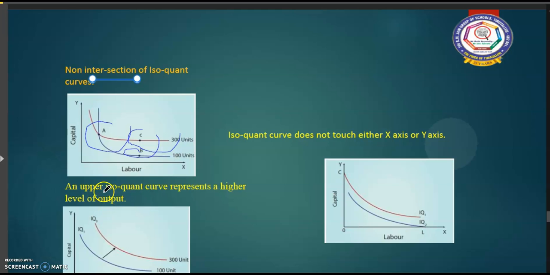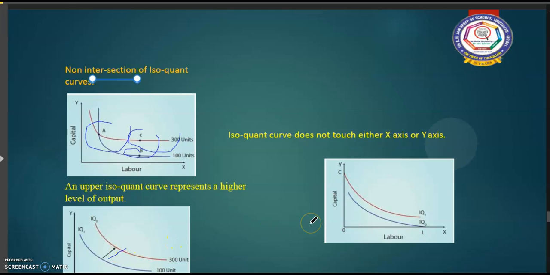Next, an upper isoquant curve represents a higher level of output. So here higher IQ shows higher outputs and lower IQ shows lower outputs. So the upper isoquant curve implies the use of more factors than the lower isoquant curve. You can see an arrow in this diagram. It shows an increase in the output with a right and upward shift of an isoquant curve.